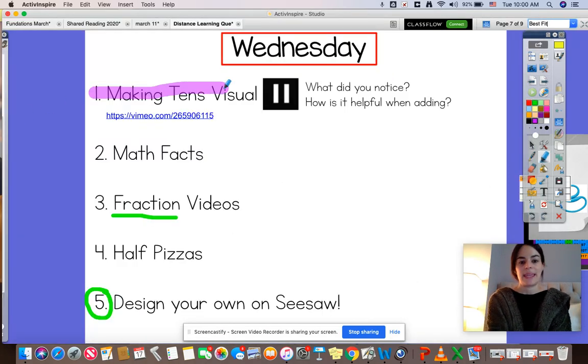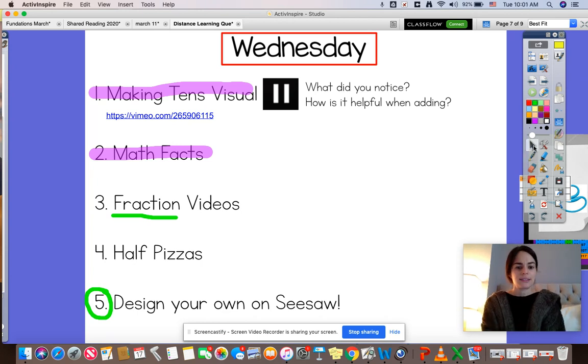So we did our making tens visual. We did our math facts. Now we're going to move on to these fraction videos. Now you may have heard of fractions before, and people might tell you fractions are just equal parts. But what are equal parts? What does that even mean? Let's take a look.